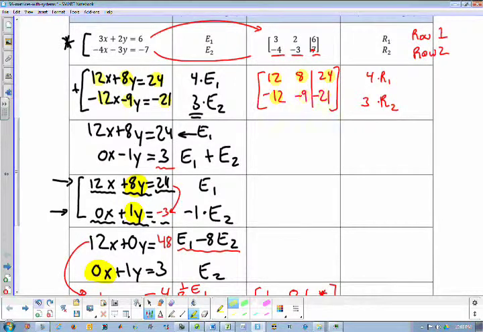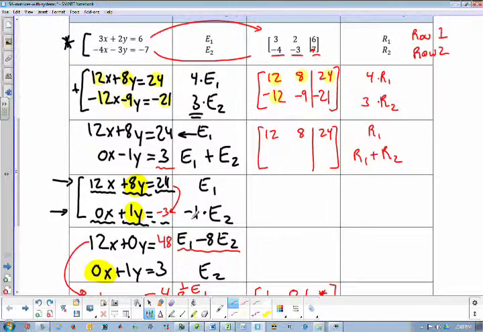Now, we can add these two. We're going to copy down row 1 exactly as it is, 12, 8, and 24. And then in the second row, we're going to add what we're left with when we get row 1 plus row 2. And we add the rows and we get 0. 8 plus negative 9 gives us negative 1. And then we have negative 24 plus negative 21 gives us negative 3. Okay? And again, you can check over here. It's exactly the same as what we did. All right?